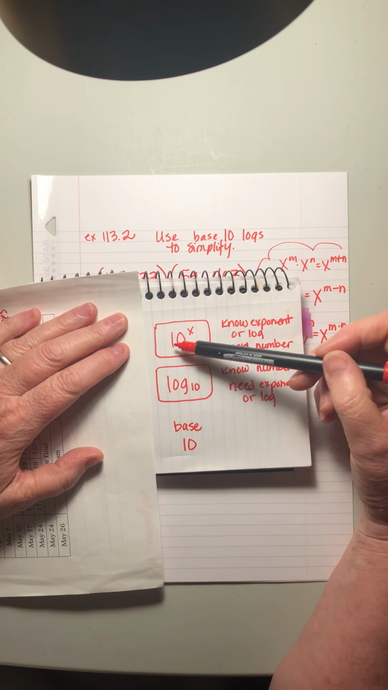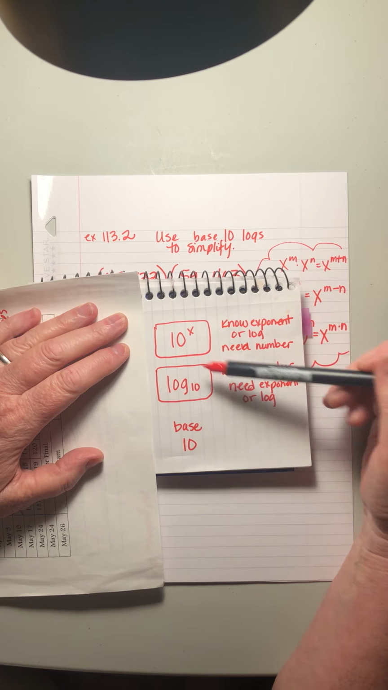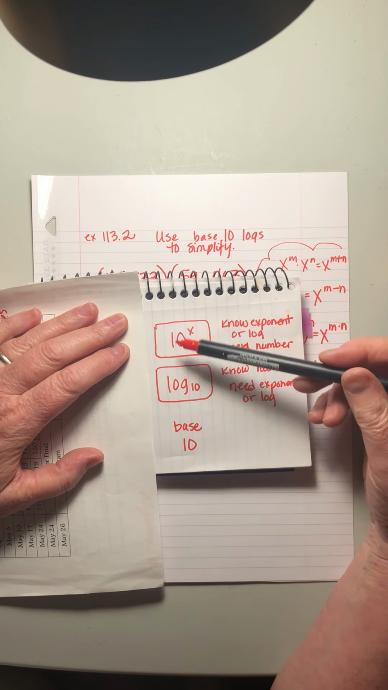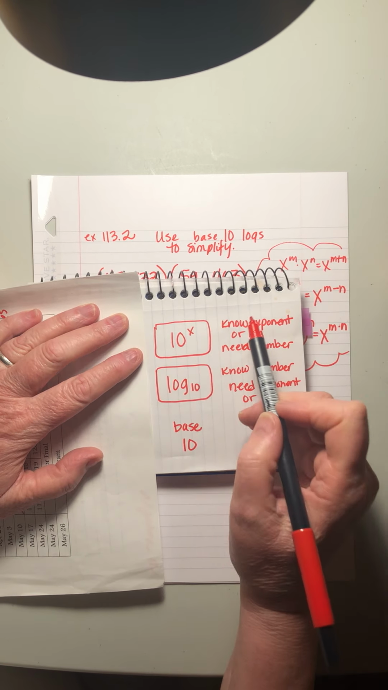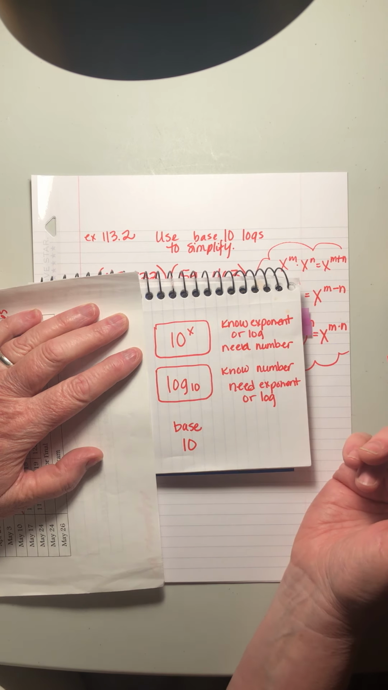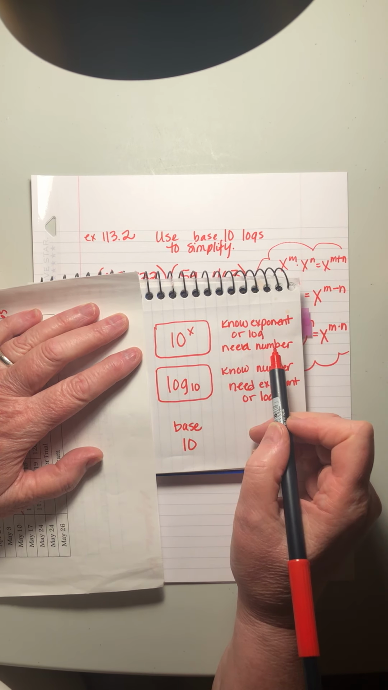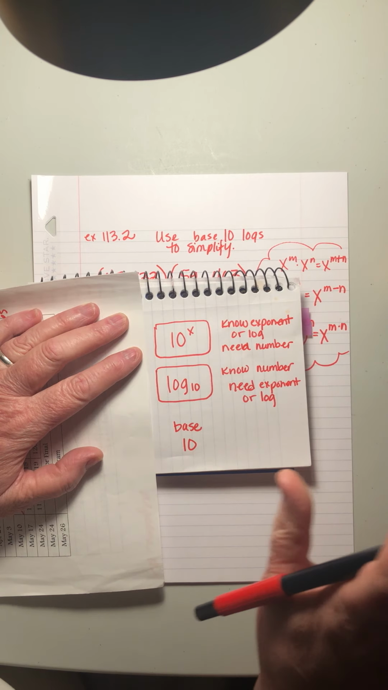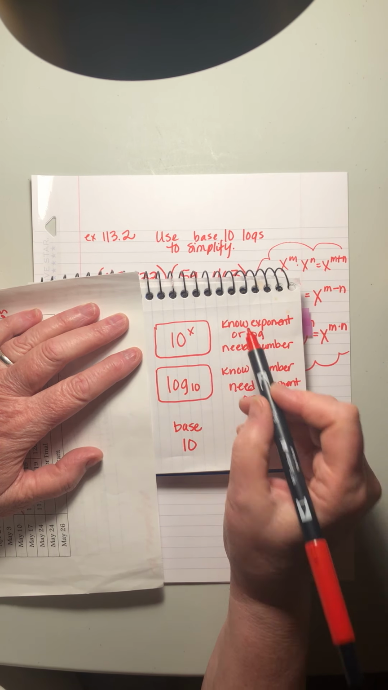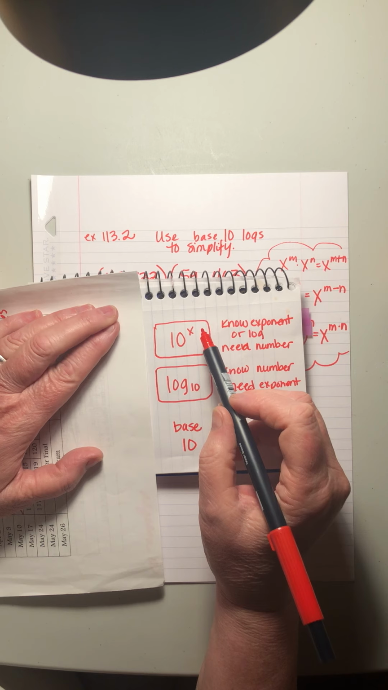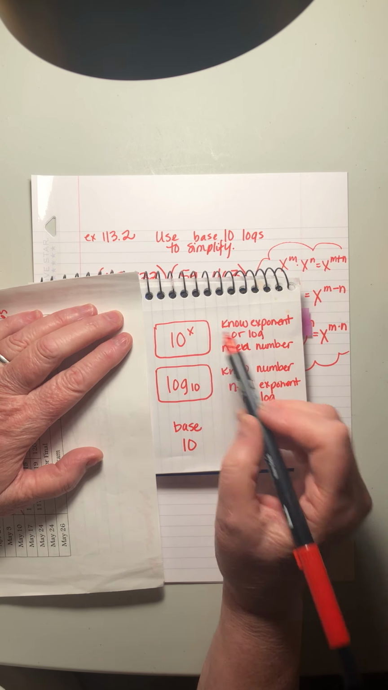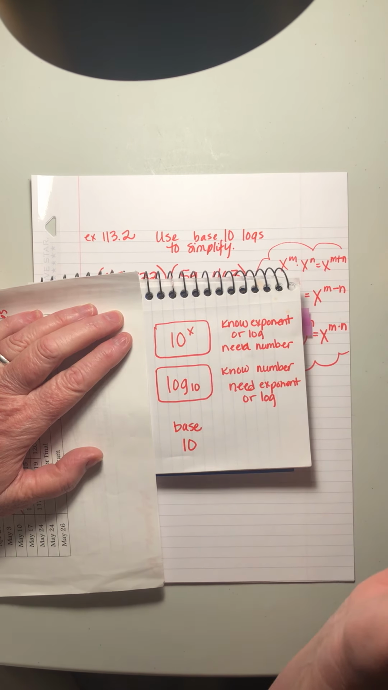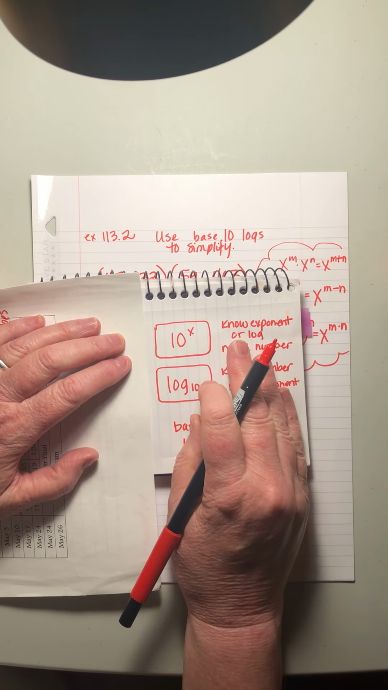Draw yourself a button, 10 to the x. Draw yourself another button, log 10. And write underneath it base 10. This is the button we use when we know the exponent, or log, and we want the number, or anti-log. I hate to say anti-log, so I'm not going to say it. But this is when we know the exponent. So if I wanted to find out what's the power of 10 to the 0.5716, I could plug in 0.5716 and find it. We don't want that either. We don't know the exponent.